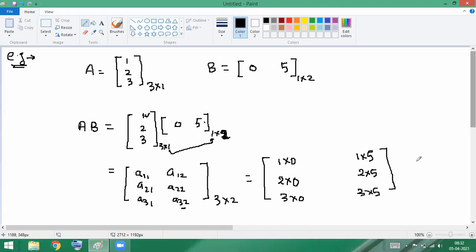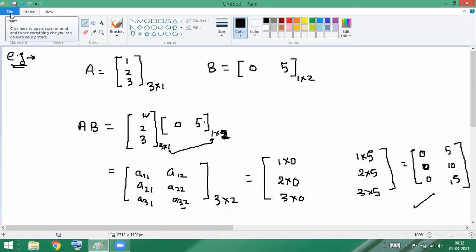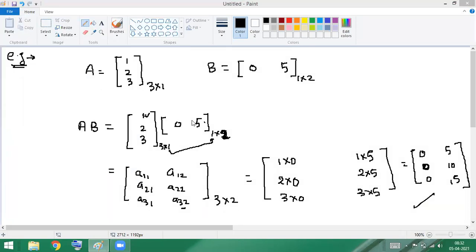Clear with this? Now, if you solve this, you will get the matrix 0, 5, 0, 10, 0, 15. So not 2, it's 0 there also. So yeah, you have to solve. It will be 0. Clear with this? Are you clear with this multiplication? Yes, sir.